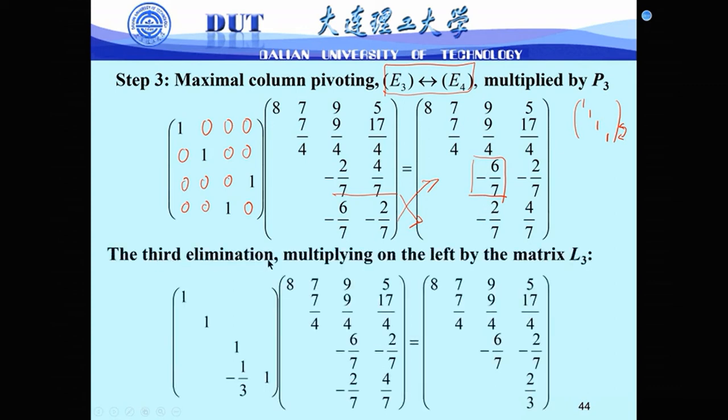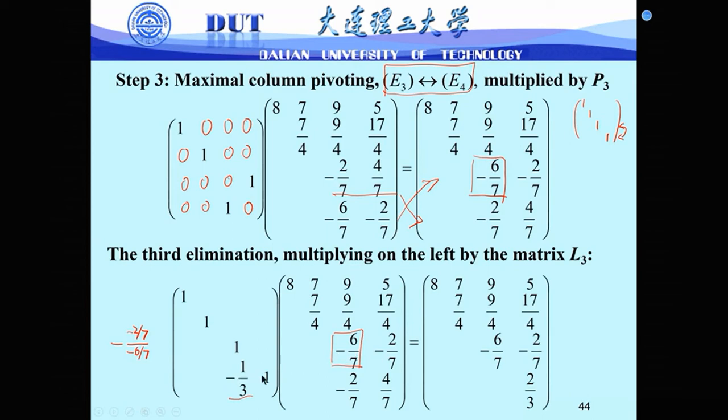For the third elimination, we need to multiply by L3 from the left side. What is L3? A lower triangular matrix with ones on the diagonal. There is only one multiplier, minus ratio. The denominator is the pivot, minus 6 over 7, and the numerator is minus 2 over 7. So minus, minus, minus, so minus 2 over 6, that is 1 over 3. So we obtain the new pivot and the new multiplier.